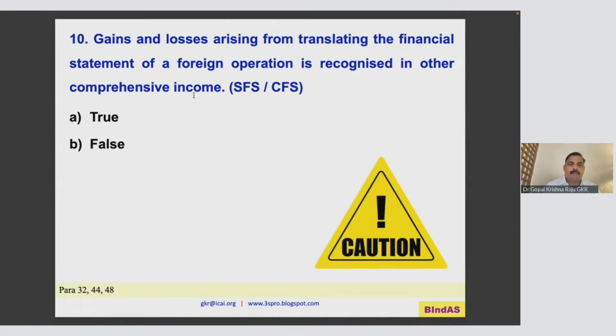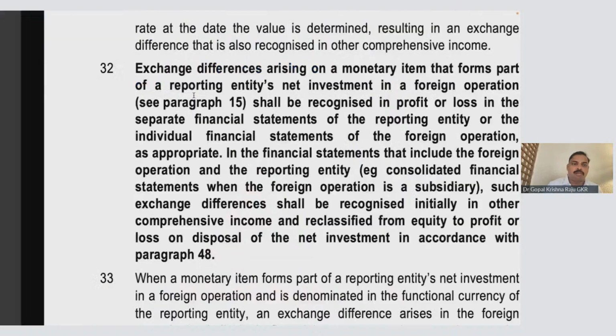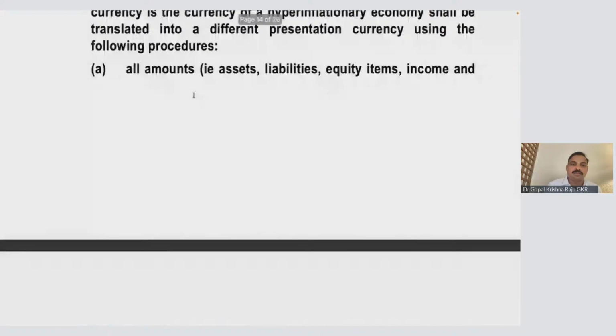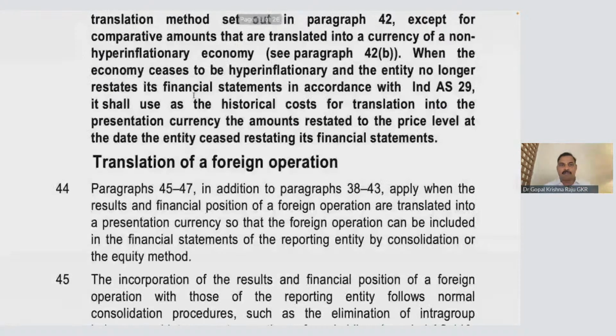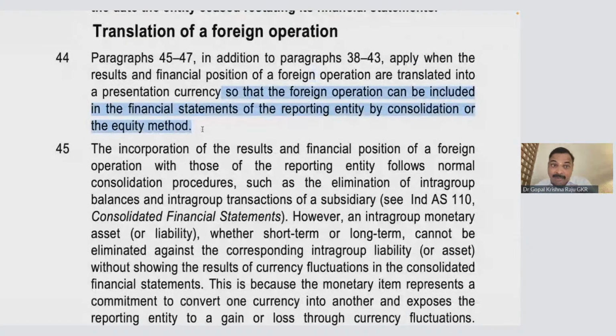So let me first take you to para 44 now. Look at this 44. What is this? Translation of a foreign operation. The results and financial position of a foreign operation are translated into a presentation currency so that the foreign operation can be included in the financial statements of a reporting entity by consolidation or equity method.